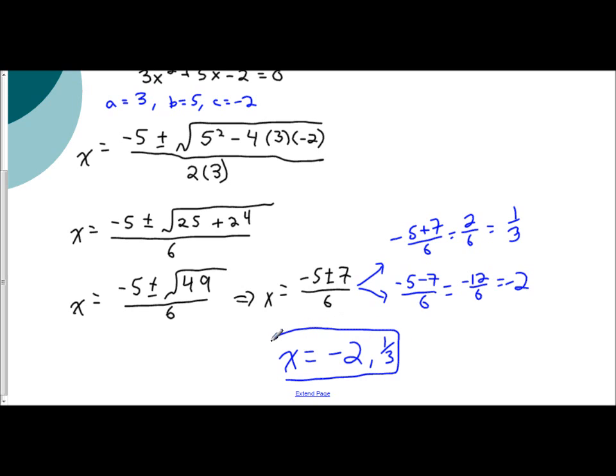And so for this example, we had to learn the process that you must set it equal to 0 first before using the quadratic formula. The key is identify a, b, and c, plug them in. Do order of operations in the radical first, keep on simplifying, simplify your radical, and then perform the operations to get the answer.